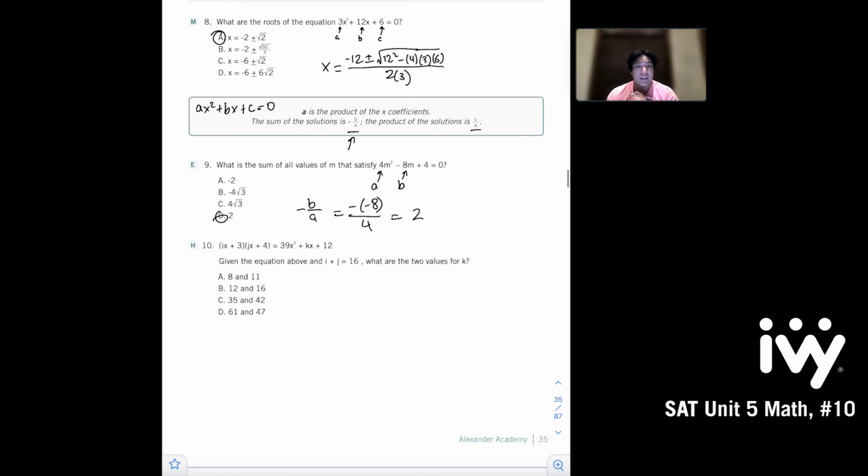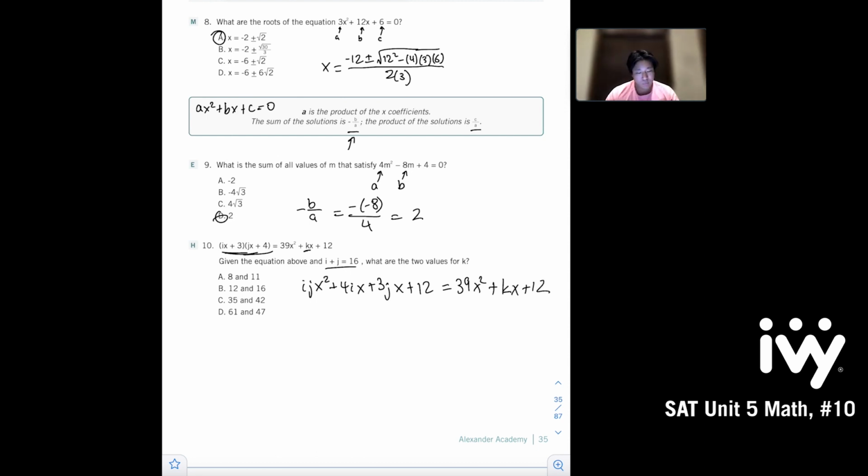Okay, question 10, given the equation above and that i plus j equals 16, what are the two values for k? So here we see that our k unknown is over here, and then we have some sort of factored form of the equation here. Right now it looks like there's three unknowns in one equation. However, given this information, we'll quickly see how this plays out. So let's go ahead and FOIL out this expression on the left here. So we have ix times jx, so it's ijx squared plus 4ix plus 3jx plus 12 is equal to 39x squared plus kx plus 12.